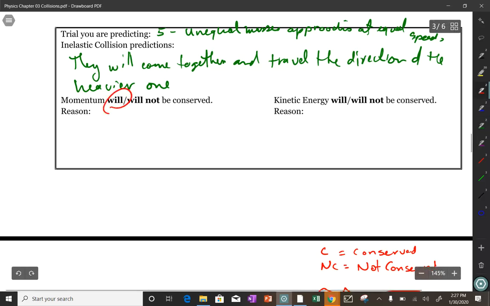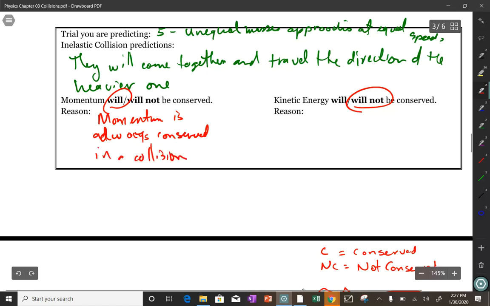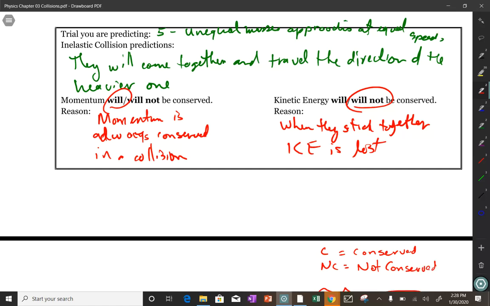I'm going to circle it. Will kinetic energy be conserved? I circle what I believe they are. My reason? Momentum is always conserved. Always conserved in a collision. And when they stick together, kinetic energy is lost. So I put reasons for my predictions and I circled my predictions.